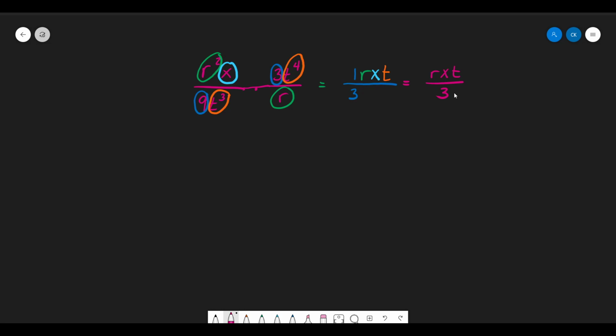Okay, now this one here specifically, we're able to do this because each of these, the r squared, the x, the 3, the t to the fourth, each of these are their own factors. It's a little bit different when we're working with binomials and trinomials. So, for example, when we're working with a problem like a plus 4 over a squared times a over a squared plus 2a minus 8.